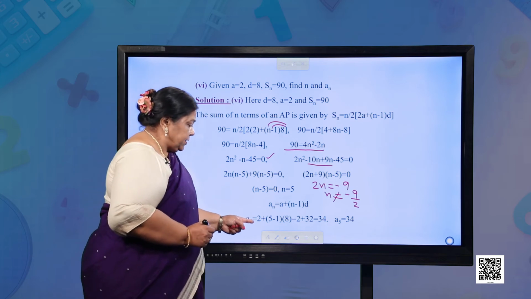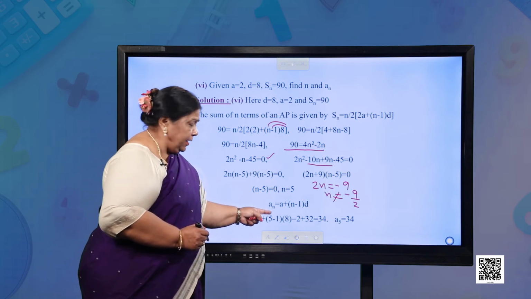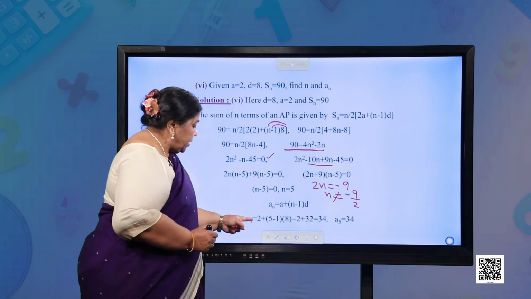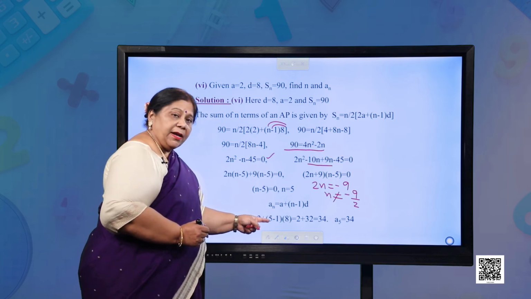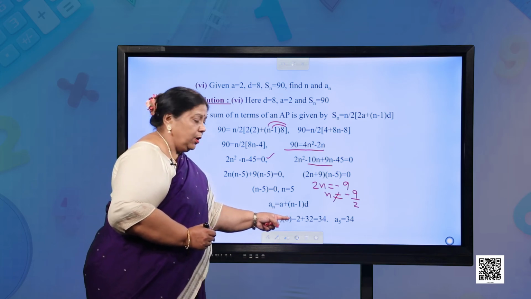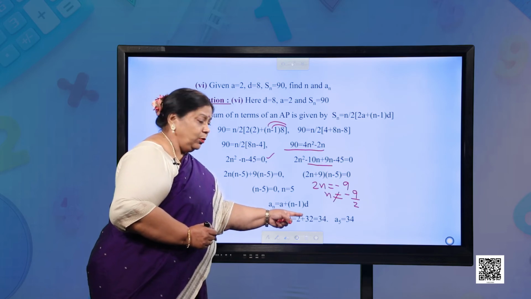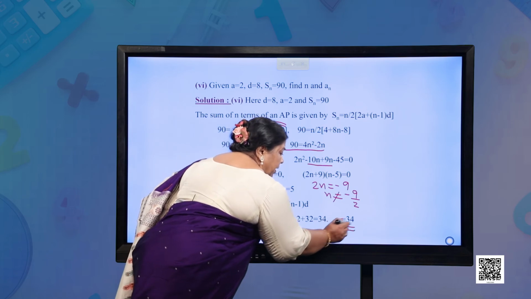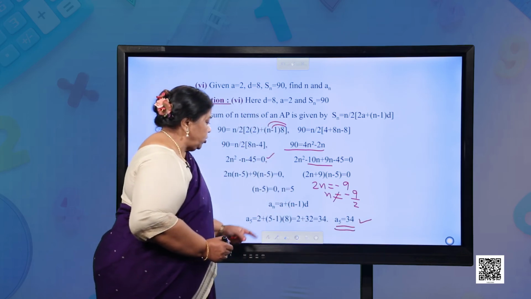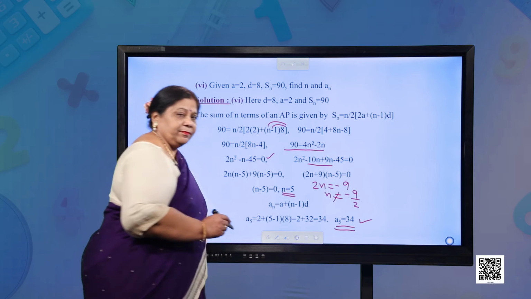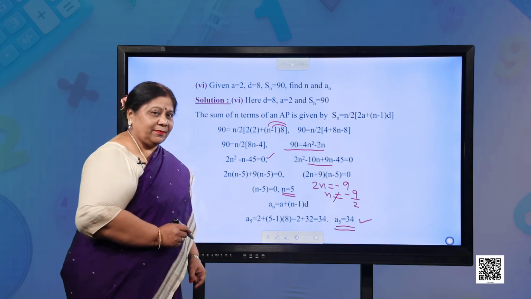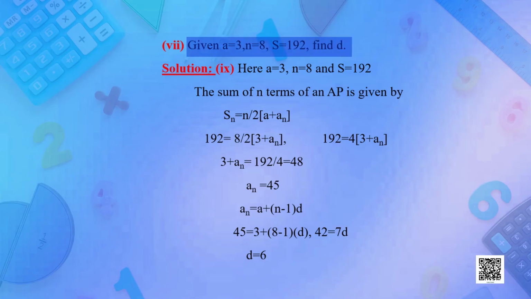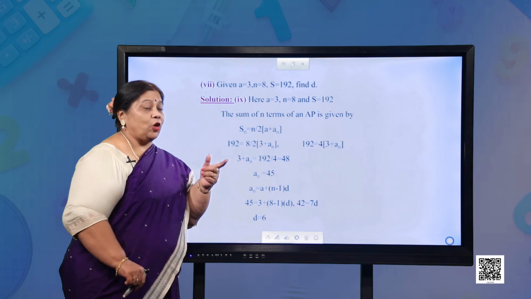So, A5 is calculated with the help of the nth term formula here again, A plus n minus 1 into D. On substituting the values, 2 plus 5 minus 1 into 8 is equal to 2 plus 32, that is equal to 34. So, A5 is equal to 34. In this way, we have calculated A5 and also the value of n. I hope it is clear. We will do the next part now. We have A is equal to 3, n is equal to 8 and S is equal to 192. We are required to find out D, that is the common difference.